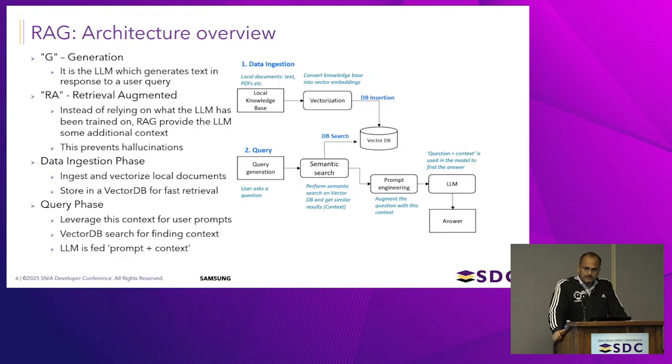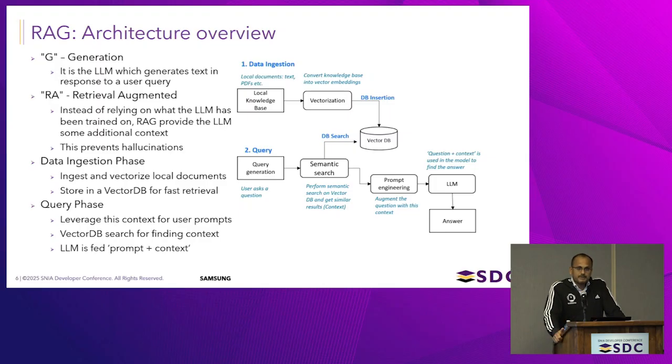If we look at the diagram on the right side of the slide, you see there are two stages for the RAG pipeline. The first is the data ingestion stage, a phase where your local data, local documents, or domain-specific information is processed and converted into vector embeddings and then fed into a vector database for future retrieval.